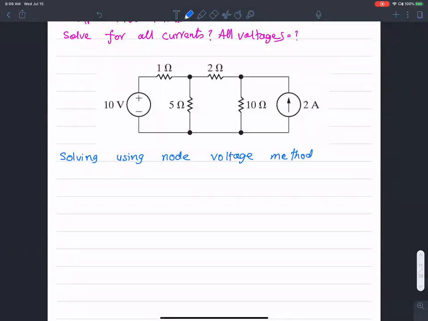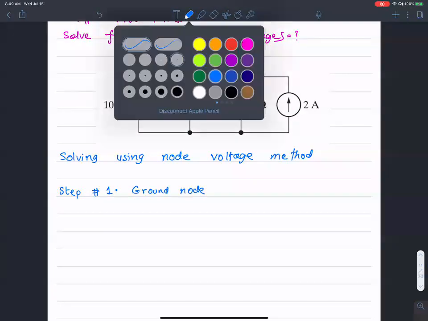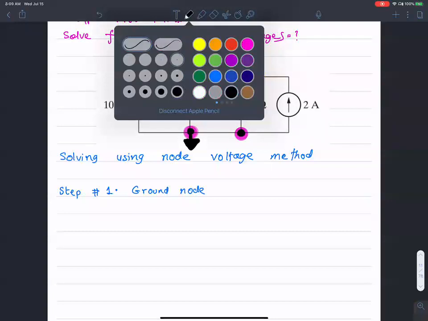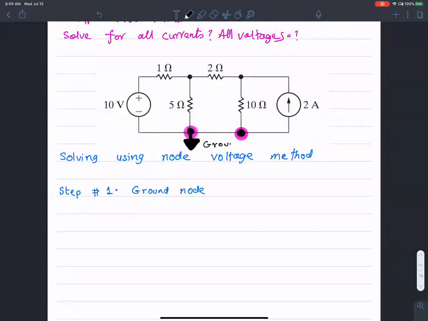How do you solve this or any other circuit using node voltage method? The first step is to define a ground node, or a reference node. So for my problem, I'm going to define this one at the bottom as a ground node. That's the symbol for ground. This one is the same as this one. Both of these are exactly the same. I'm going to call that ground, and that's my step one.